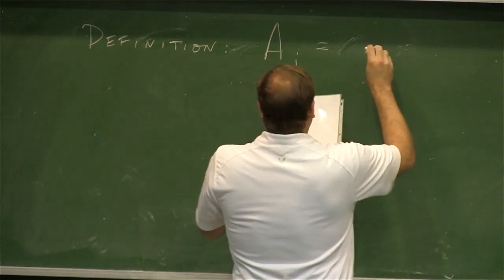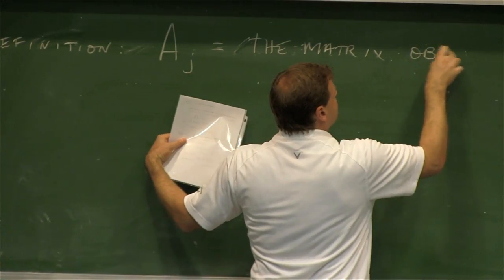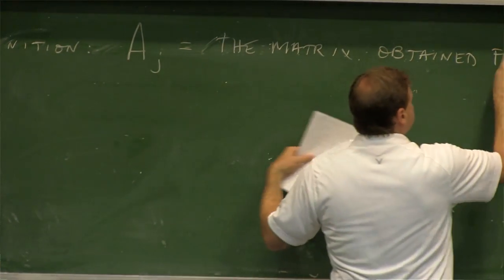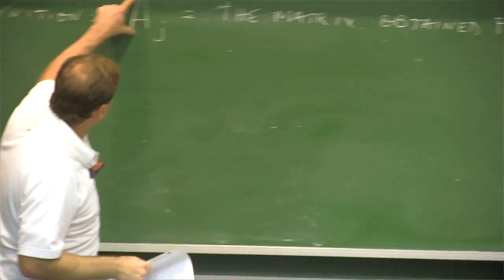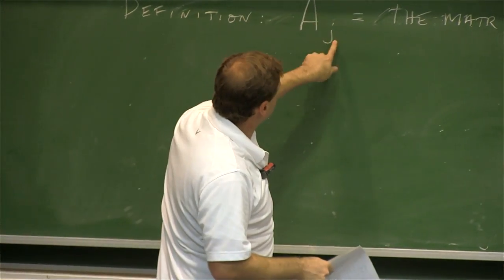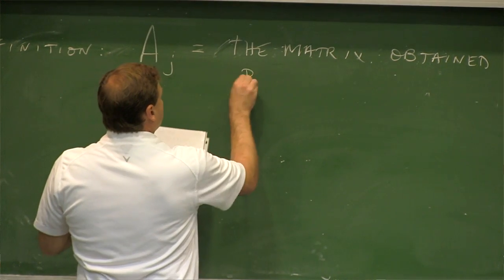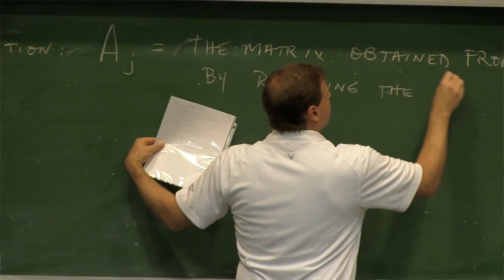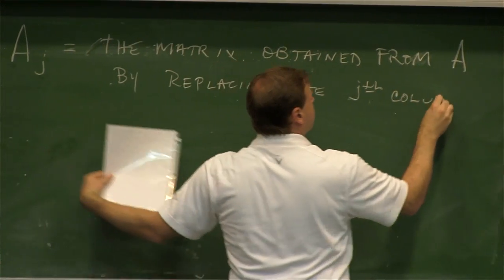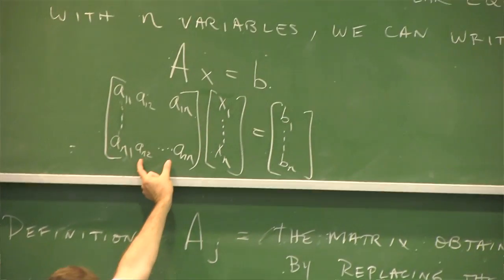All right, so what am I going to do? This is the matrix obtained from A. That's why we use that A notation, right? Having the A here implies it comes from the original A. Then A sub j is the matrix obtained from A by replacing the jth column with b. So that stuff on the right side, I'm going to take that and put it in the jth column.